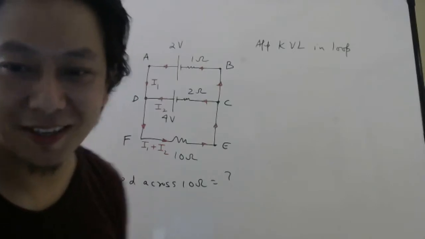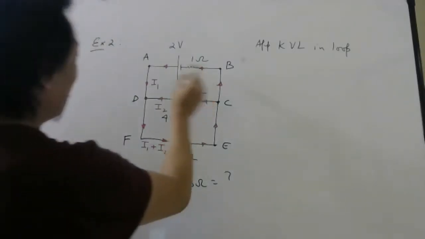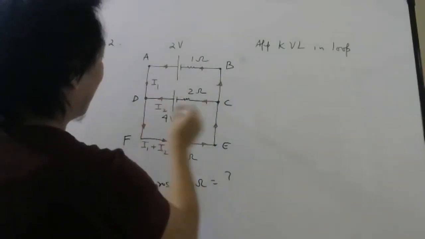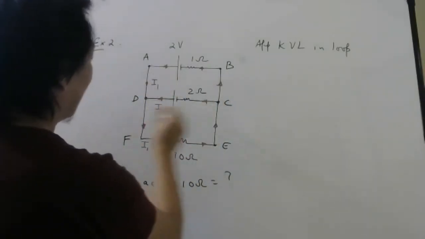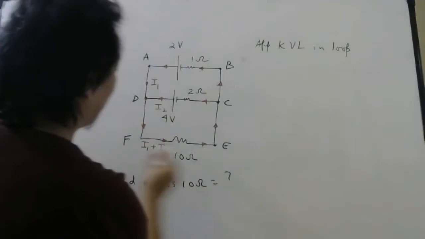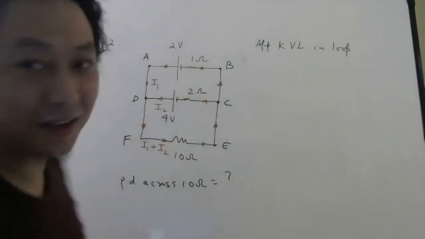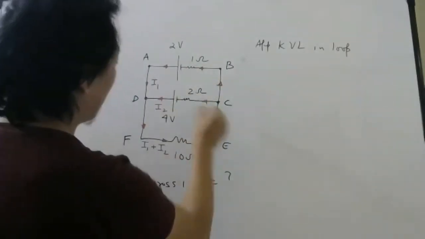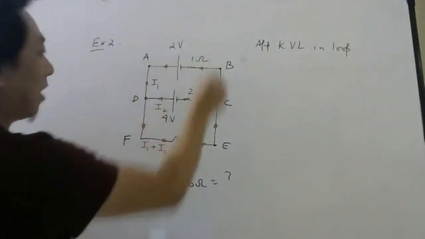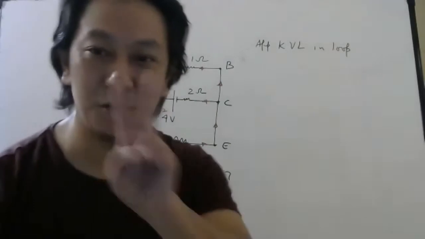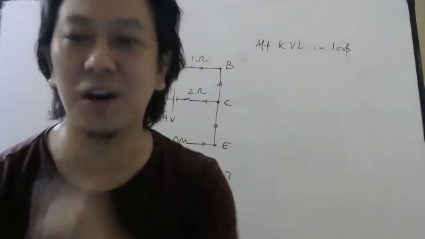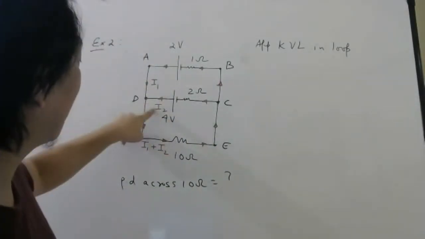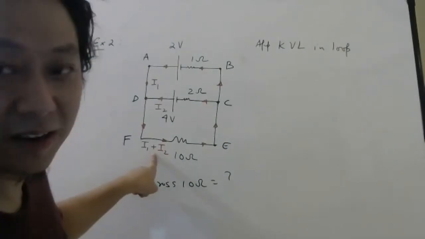Loops, loops. So this is one loop. This is one loop. And this is one loop. So total there are 3 loops. Okay. One loop, and another loop. However, we will apply only for 2 loops because we have only 2 unknowns, this current and this current. This current too we can find directly, right?